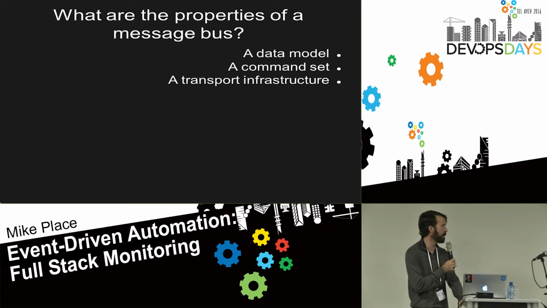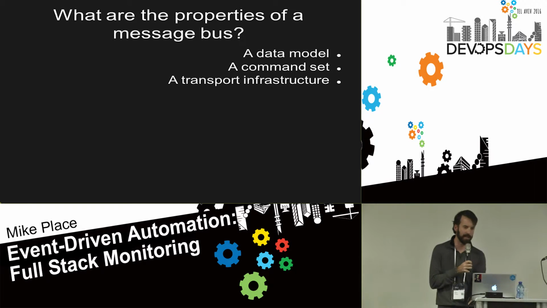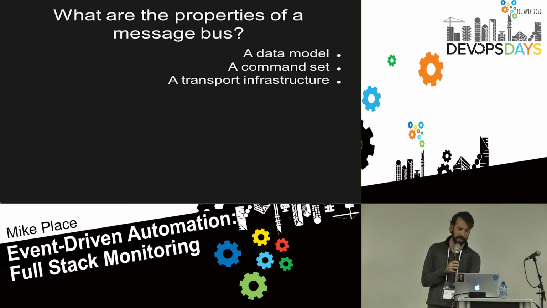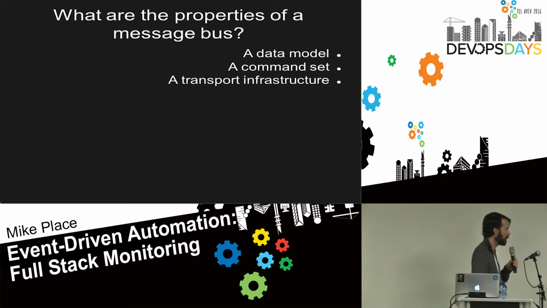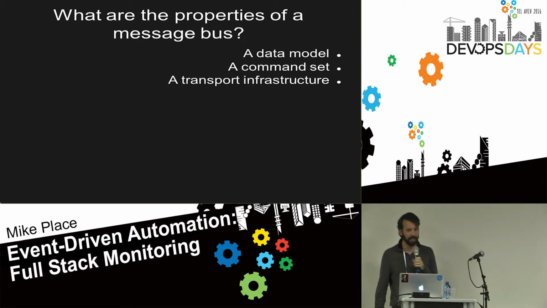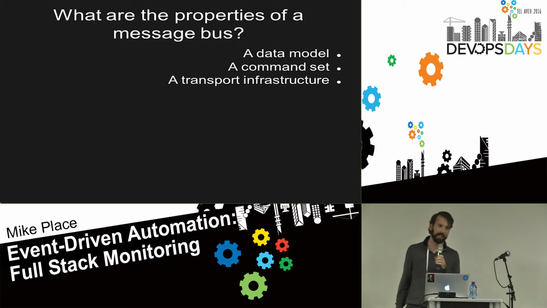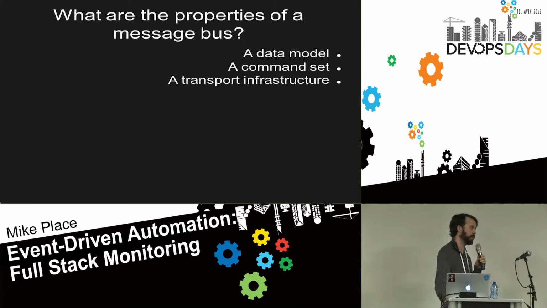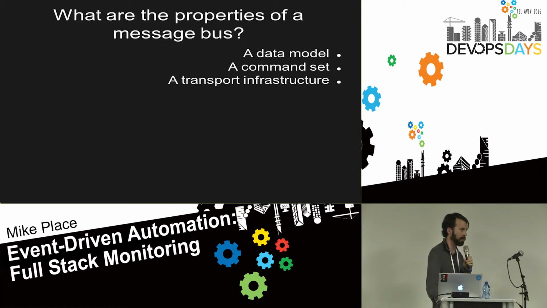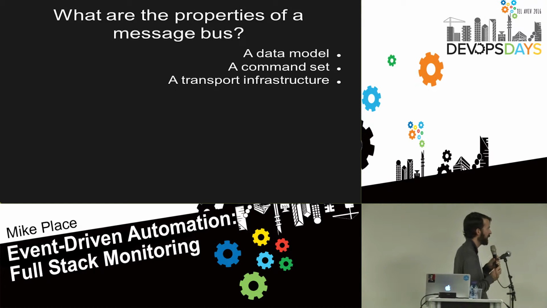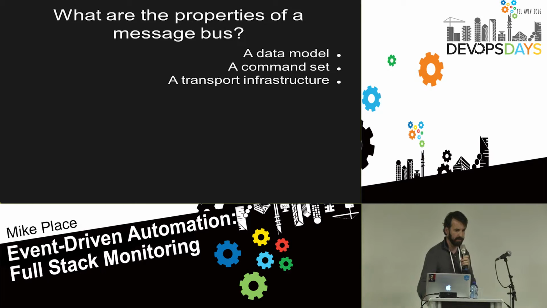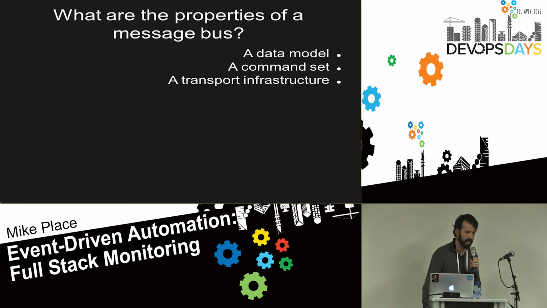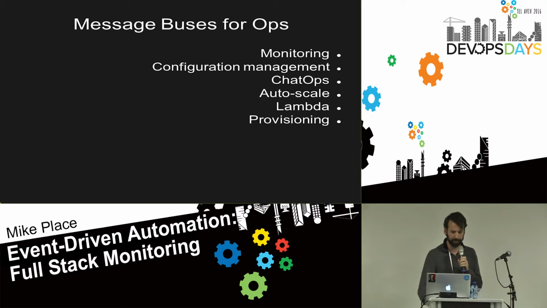IPC in a distributed operating system is effectively just called a message bus. And message buses, I think, are a critical component that we don't talk enough about. So what are the properties of a message bus? First, a message bus has a data model, right? We know how to exchange data between processes, between nodes on these operating systems because effectively they speak the same language. We have a command set for communicating that data, right? In regular IPC, this all comes from the C library. And we have a transport infrastructure to communicate that data between endpoints.